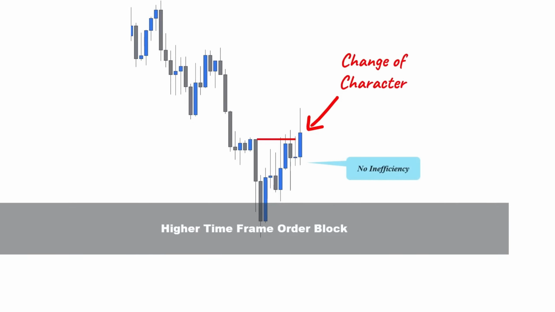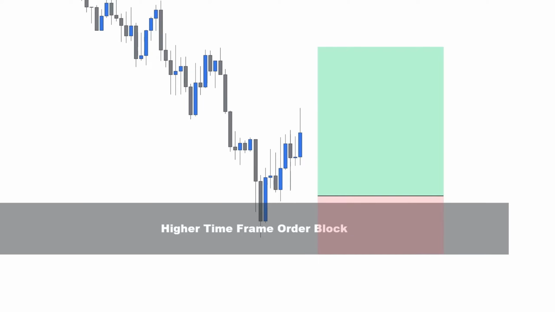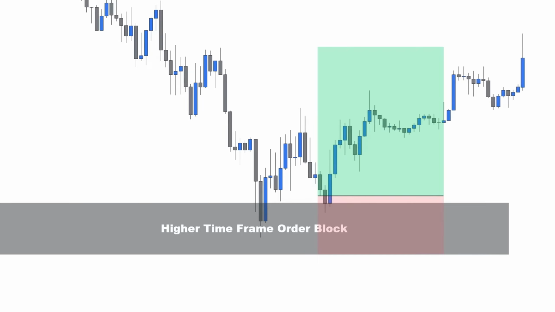The second pattern happens when we have a change of character, but there is no inefficiency or gaps between the candles. So we place our trade with the Fibonacci retracement level. We put the retracement tool from the start of the change of character, move to the end, and place a buy order in the middle of the 0.618 and 0.786 retracement levels. Our stop will be a couple of pips below the swing low and we target the next level of structure in front of the price. Remember that these trading setups are not limited to any time frame or a pair.